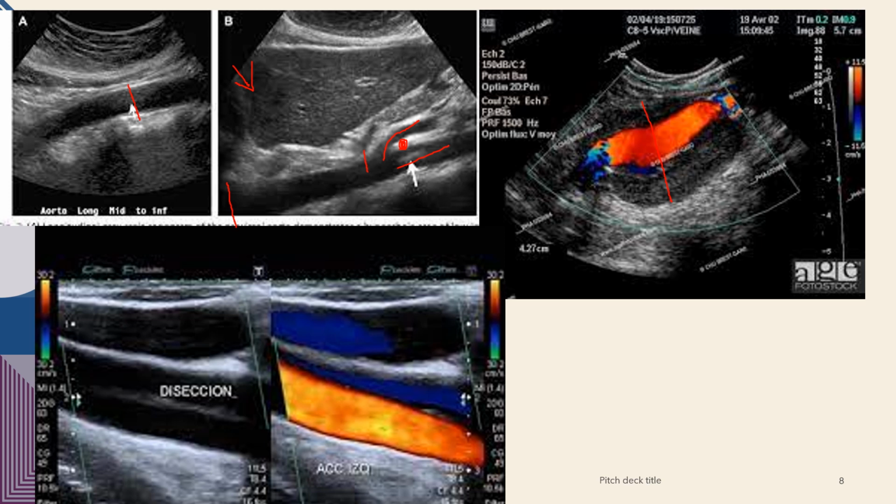Now here's an example of what a dissection might look like. So it's just this line of tunica intima that's going to be within the vessel. You get a lot more information when you add on color flow here. Here you see the true lumen where you see blood flow is still moving the correct direction. And then here you see a false lumen where blood flow is getting a bit turbulent.